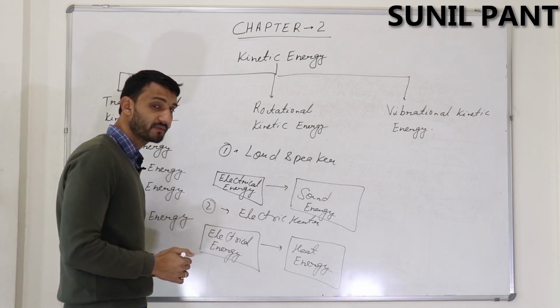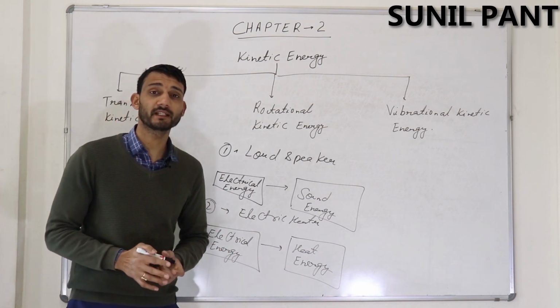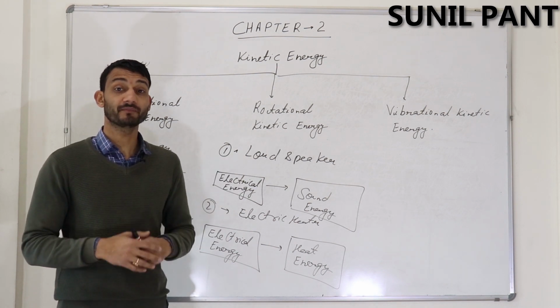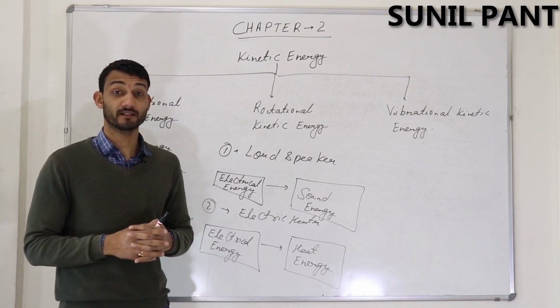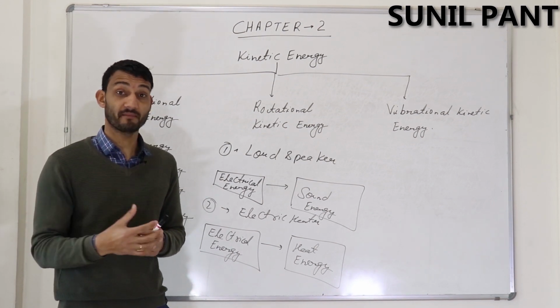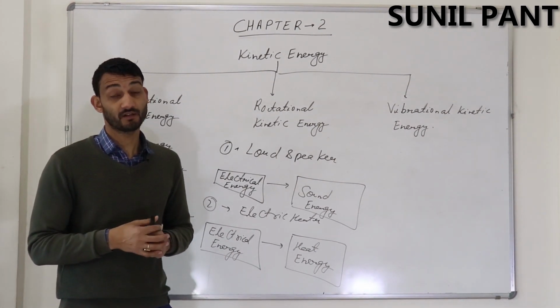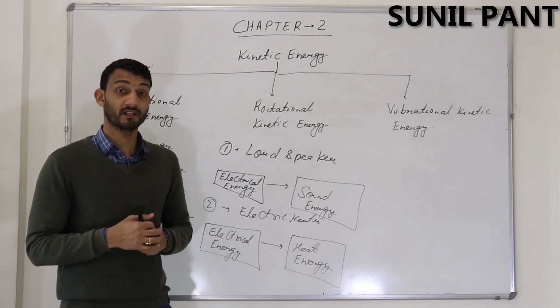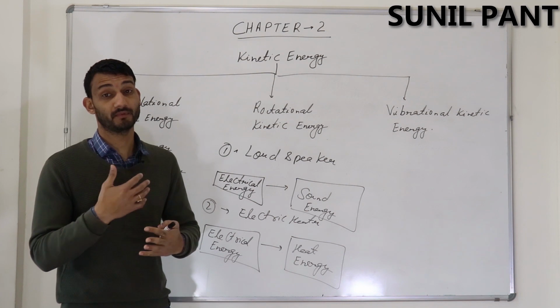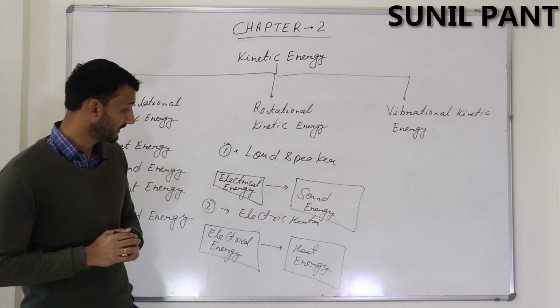And similarly, we have so many devices or phenomena where one type of energy gets converted into another type, like photosynthesis. In photosynthesis, light energy gets converted into chemical energy. Respiration, what happens in respiration? In respiration, so this is all about the forms of energy.